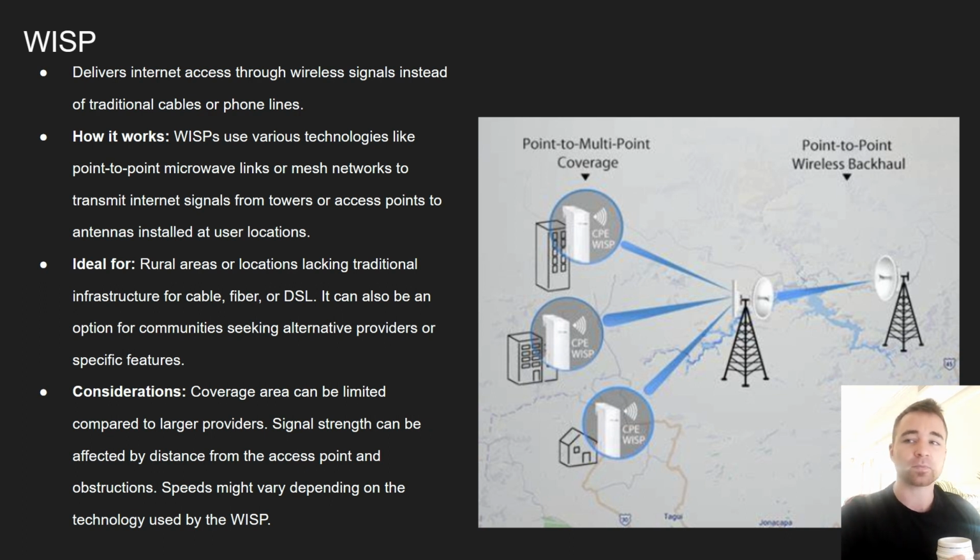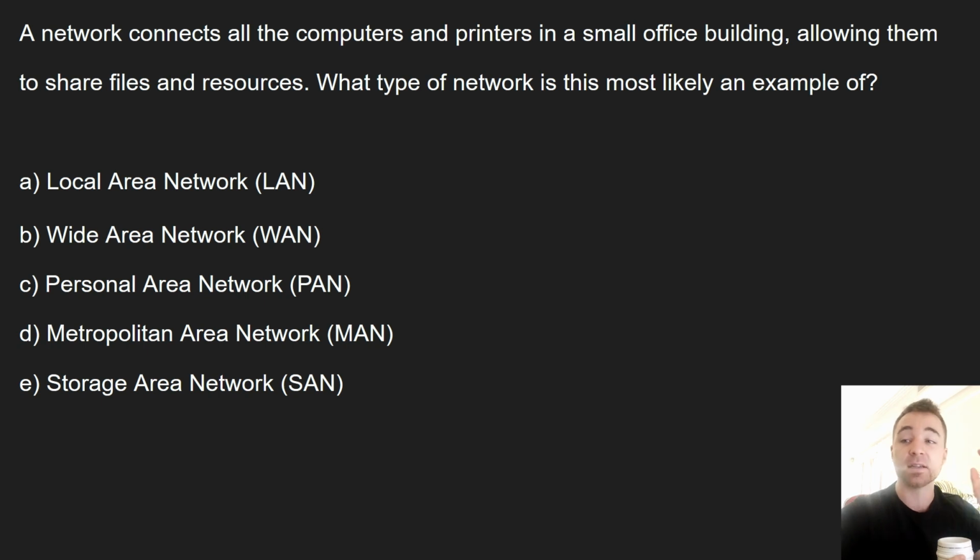Okay, so we're going to go ahead and look at the different types of networks now with this question. So let's get straight into it. The question reads: a network connects all the computers and printers in a small office building, allowing them to share files and resources. What type of network is this most likely an example of? A, local area network, B, wide area network, C, personal area network, D, metropolitan area network, or E, storage area network.